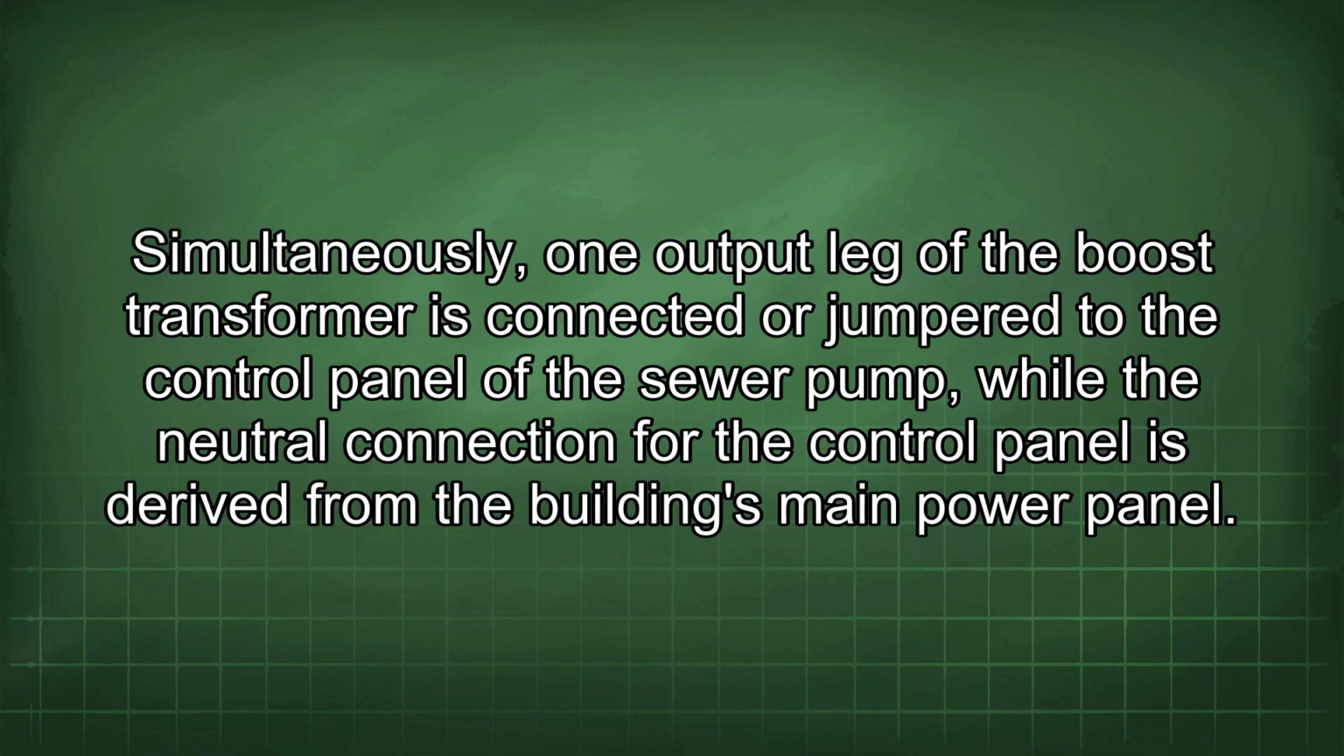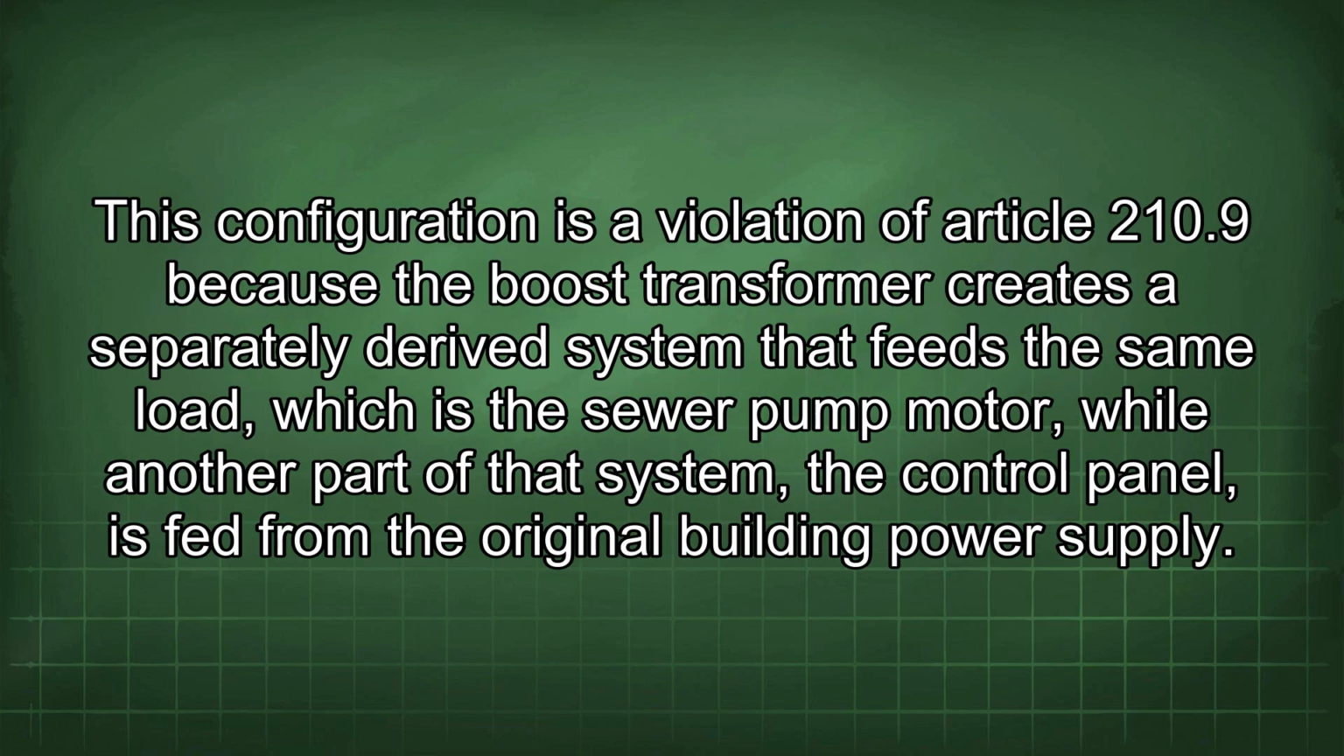Simultaneously, one output leg of the boost transformer is connected or jumpered to the control panel of the sewer pump, while the neutral connection for the control panel is derived from the building's main power panel. This configuration is a violation of Article 210.9 because the boost transformer creates a separately derived system that feeds the same load, which is the sewer pump motor, while another part of its system, the control panel, is fed from the original building power supply.